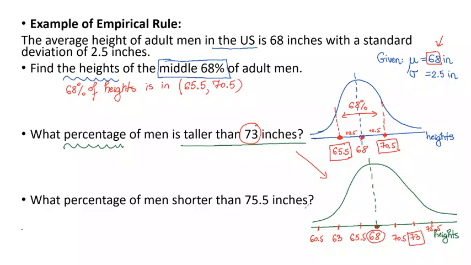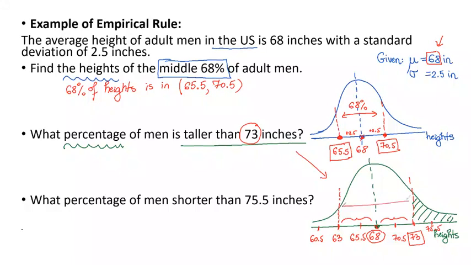So I am interested in the percentage, meaning the area under the curve, which is greater than 73. What I will do is simply shade that area. This is what I'm interested in. And there are different ways of doing this problem, but most students will do it this way. They will focus on the fact that this is 2 standard deviations from the mean, and this is also 2 standard deviations from the mean.